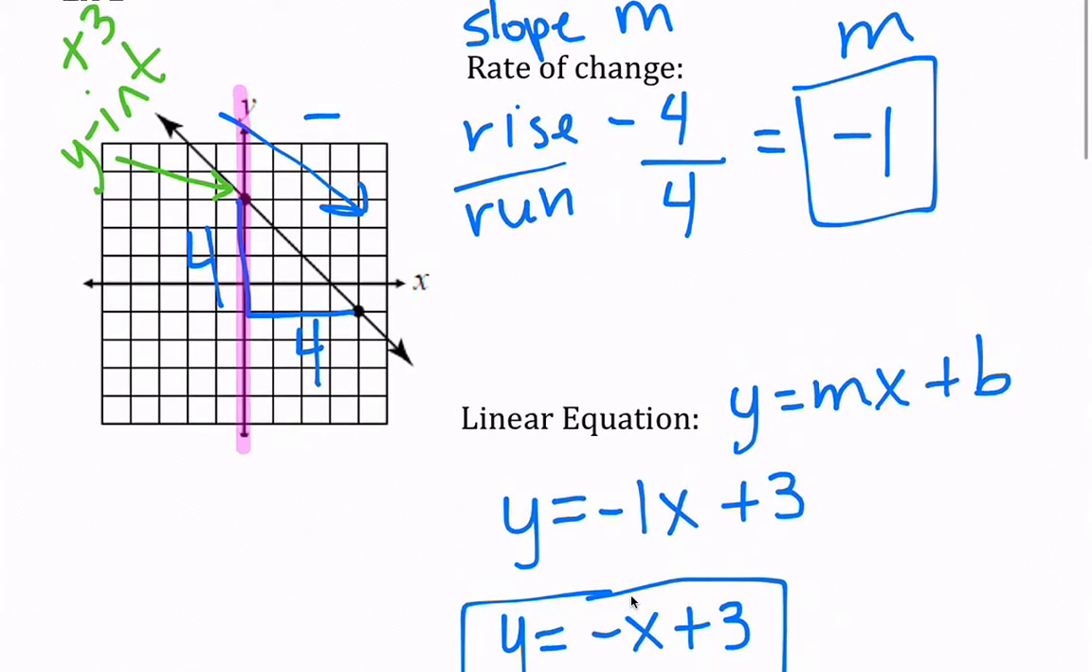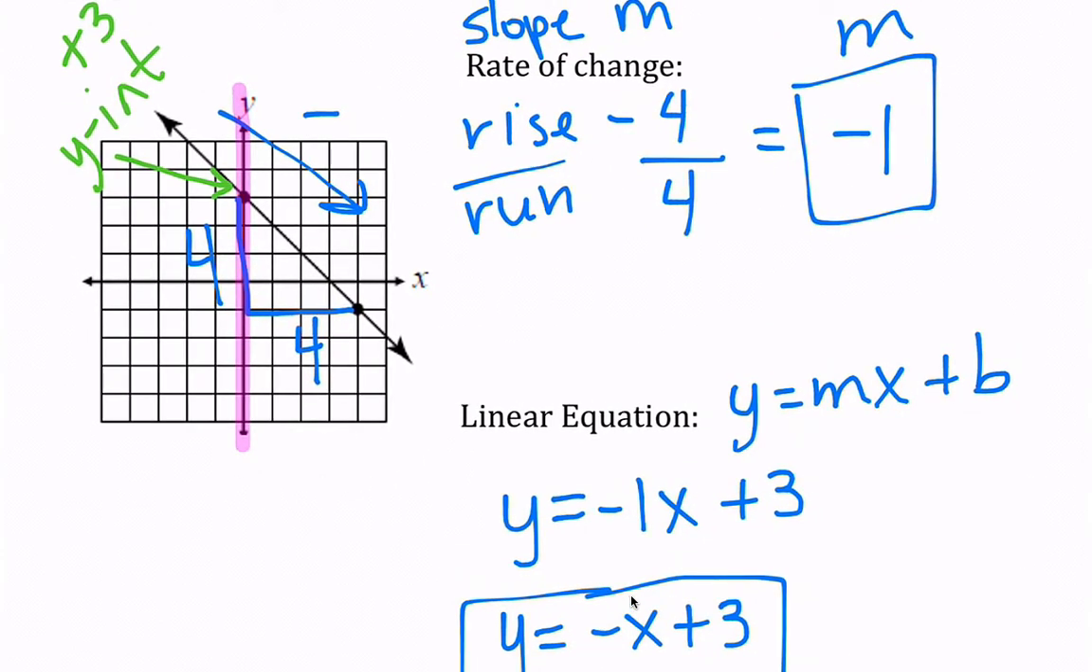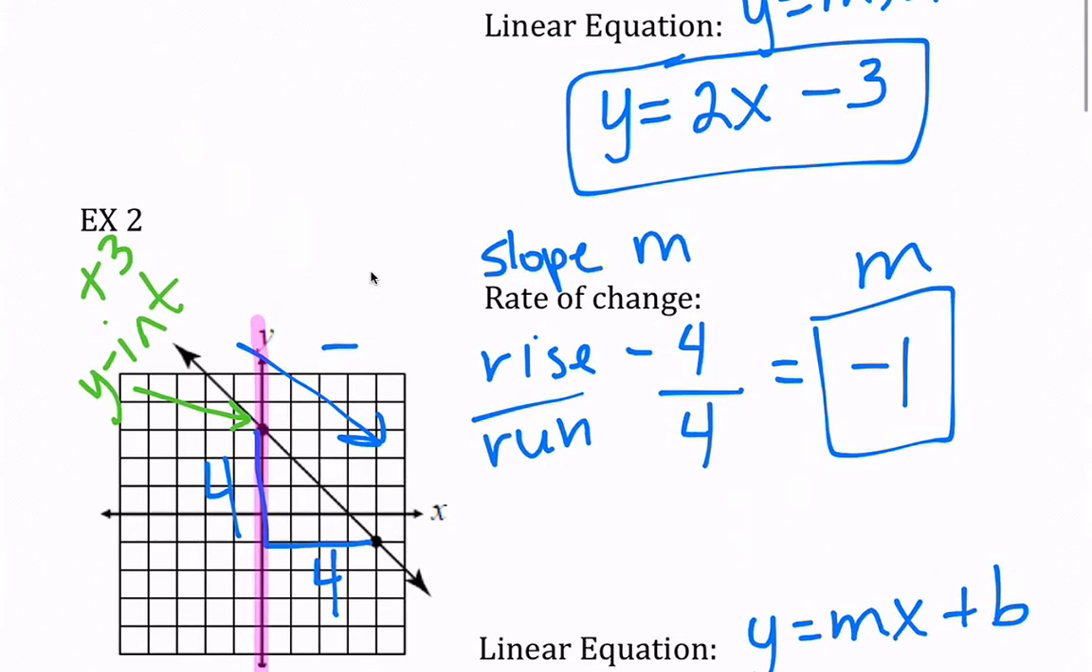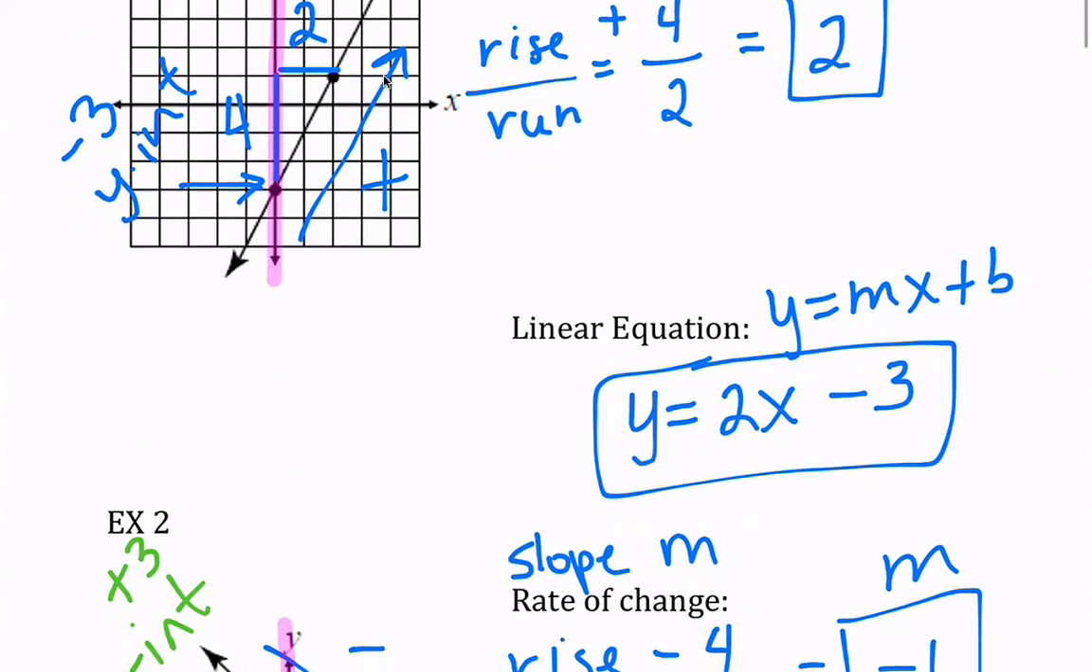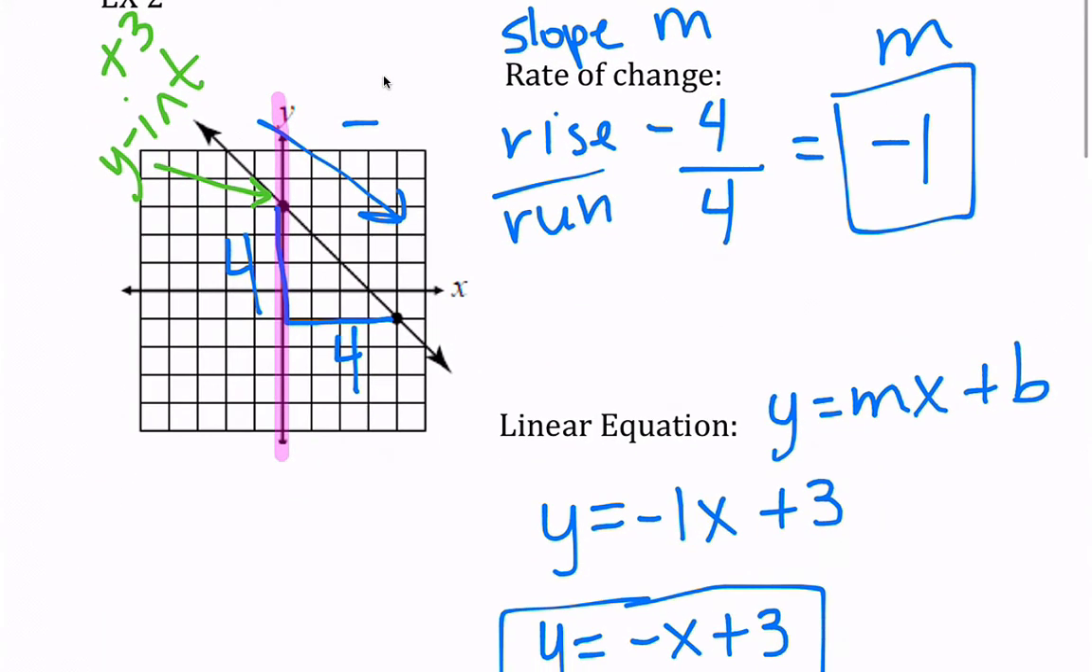Okay, so recap. To find rate of change, slope, m, from a graph, you have to pick 2 good points, find out how much it rises, how much it runs. Rise over run, simplify it. You also have to pay attention to which direction it goes as you read it from left to right. If it goes down, it's negative, and if it goes up, it will be positive. So that's how you find slope.